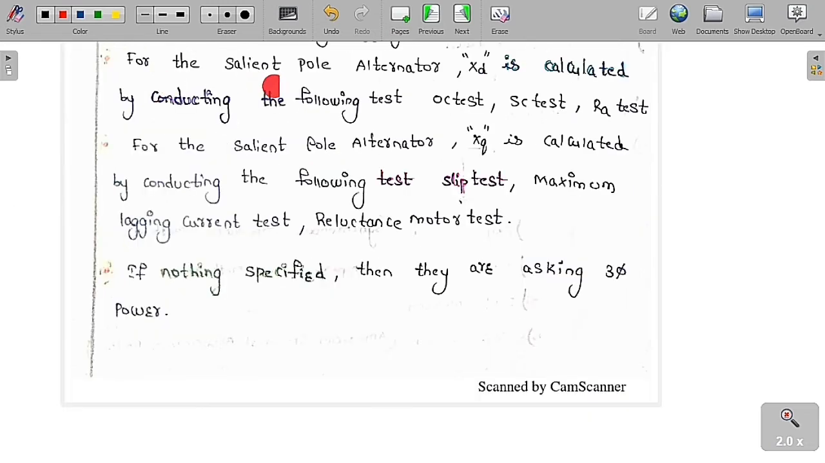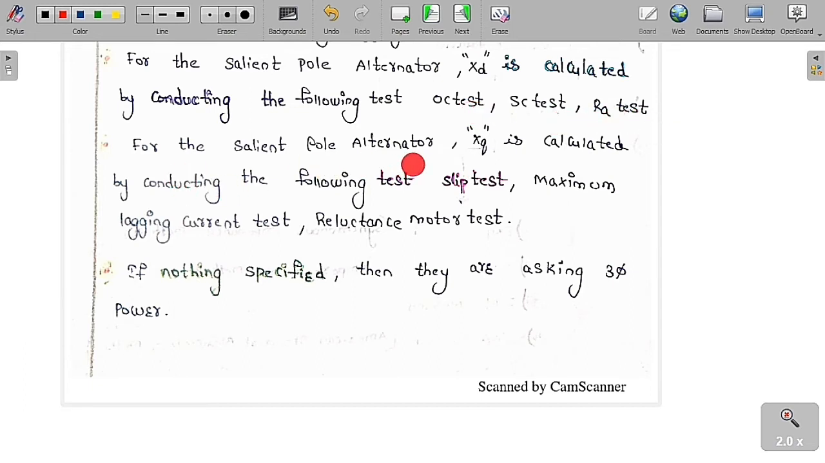For the salient pole alternator, Xd, the direct axis reactance, is calculated by conducting the following tests: the OC test, the SC test, and the DC test, or RE test.